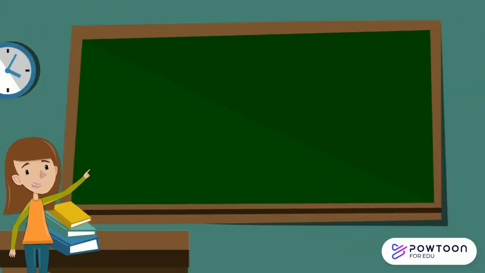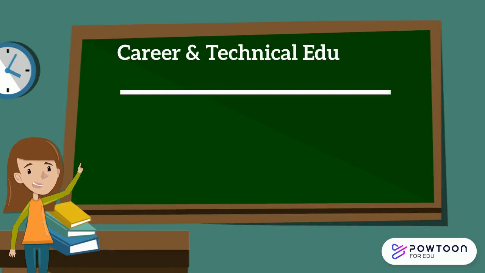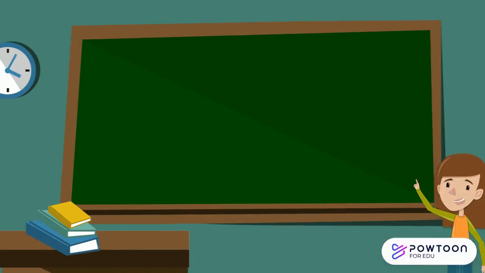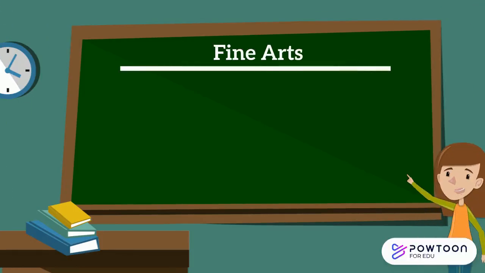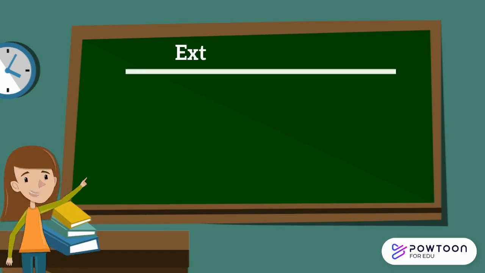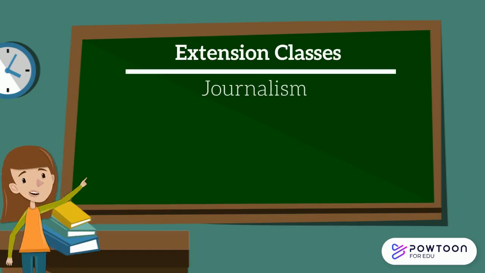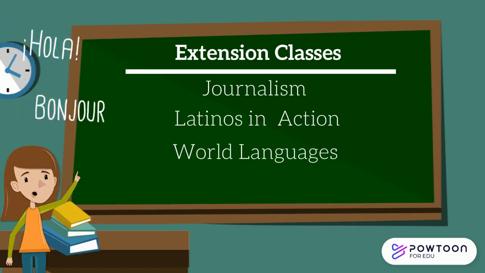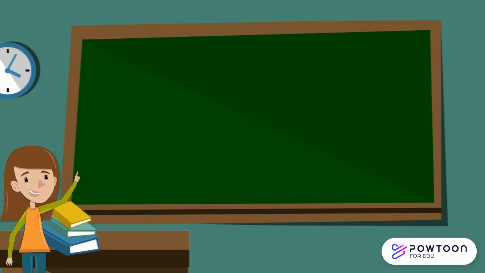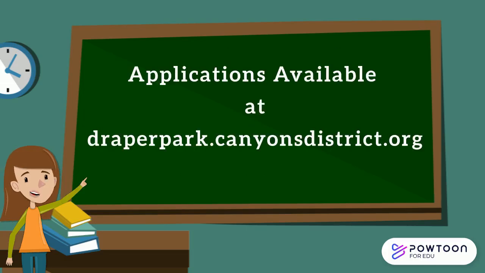The first category of elective classes is Career and Technical Education, also called CTE classes. This includes classes like Robotics, Exploring Tech, and Facts A and B. The second elective category is Fine Arts. This includes classes like Art, Theater, Dance, Choir, Band, and Orchestra. Category 3 are extension classes, which include Journalism, Latinos in Action, World Languages, and Student Council. Some classes will require you to fill out an application, have an audition, or go through the election process.